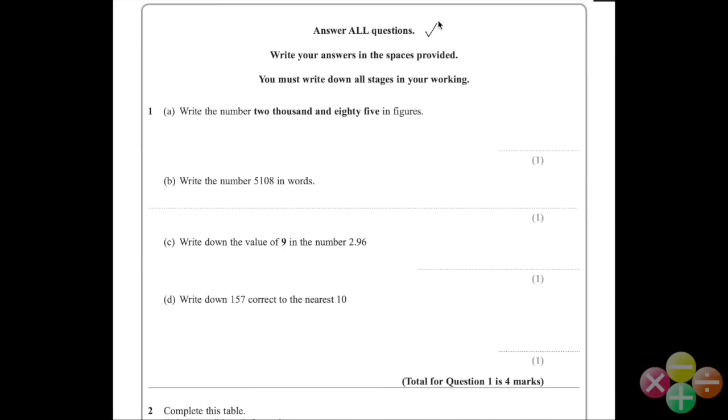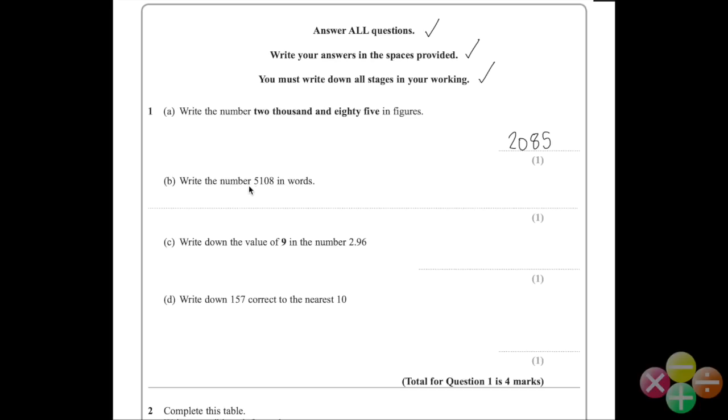Okay, answer all questions. Write your answers in the spaces provided. You must write down all stages in your working. Question 1. Write the number 2085 in figures. 2085 in figures. Notice there's a 0 because there are no hundreds.